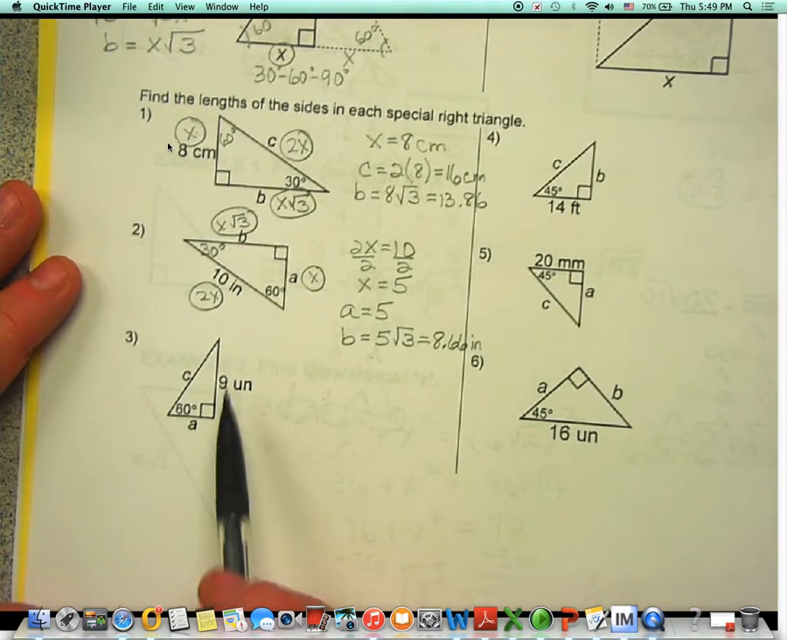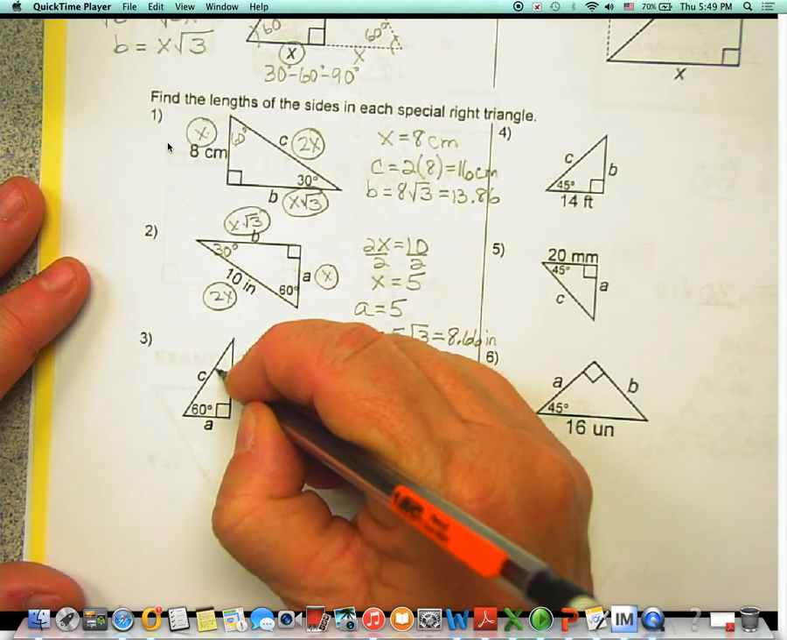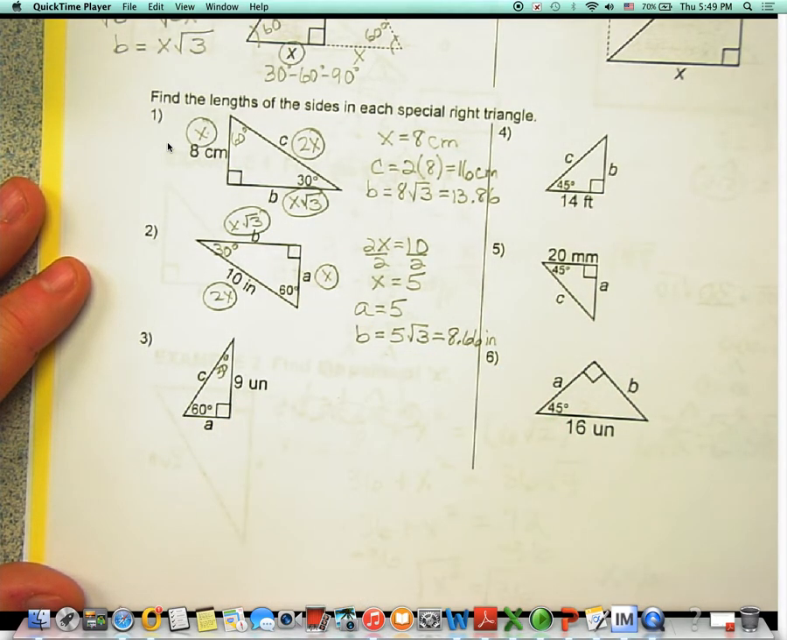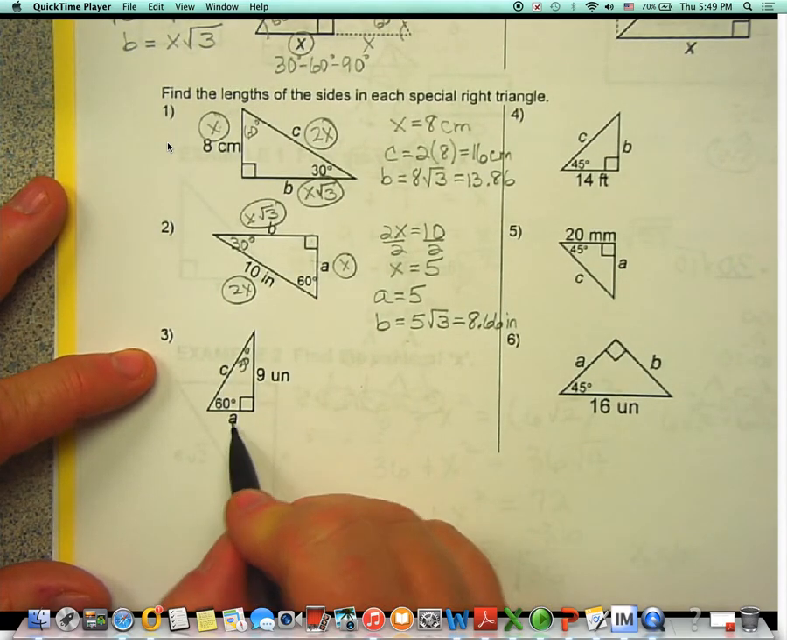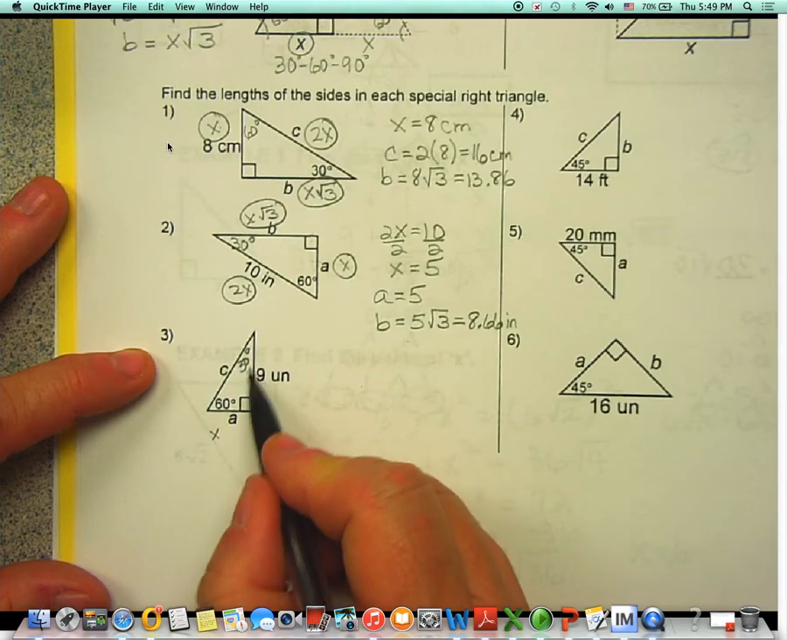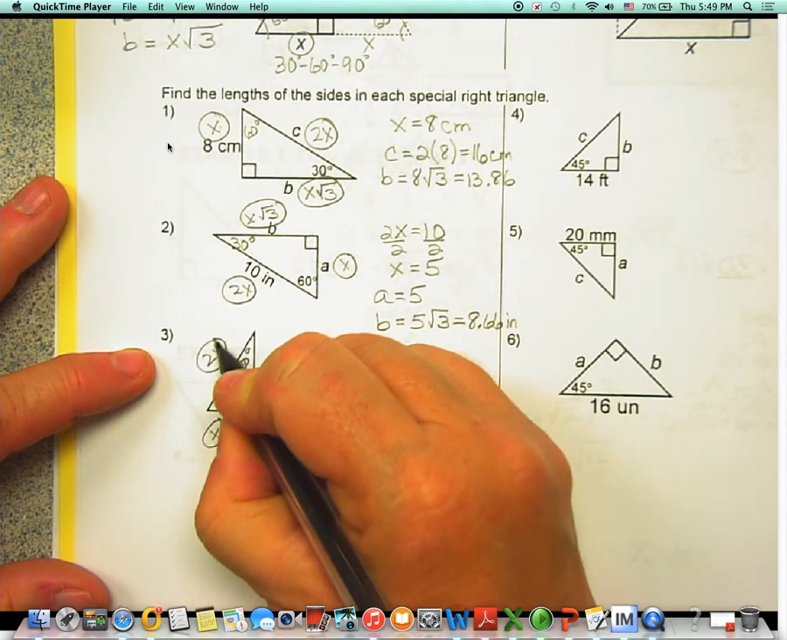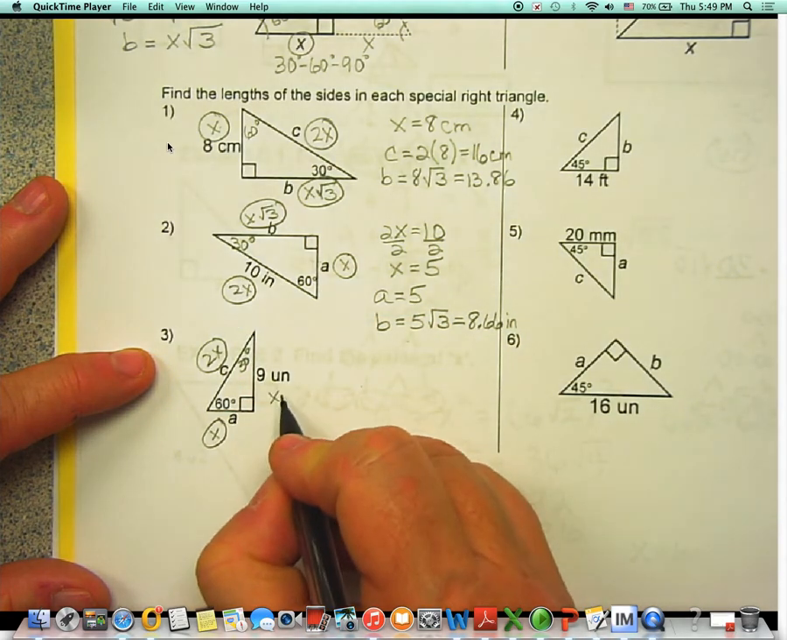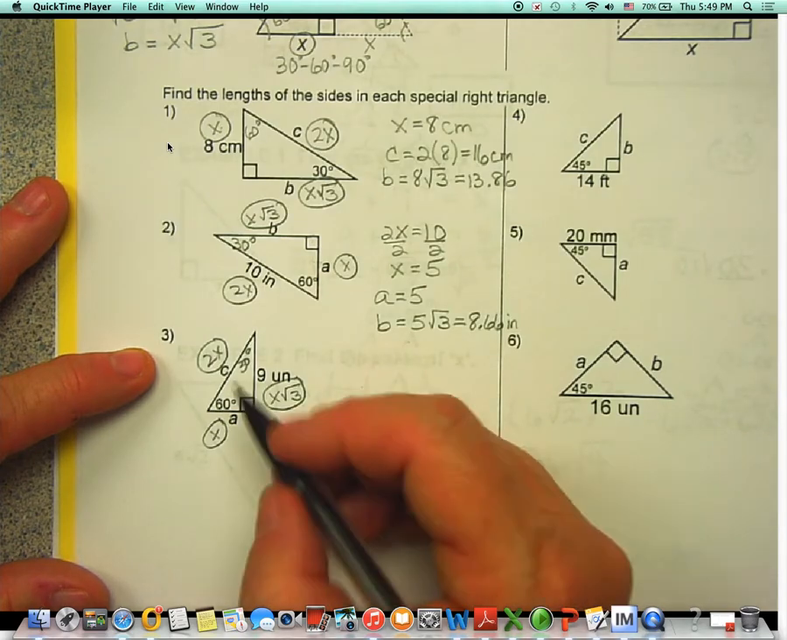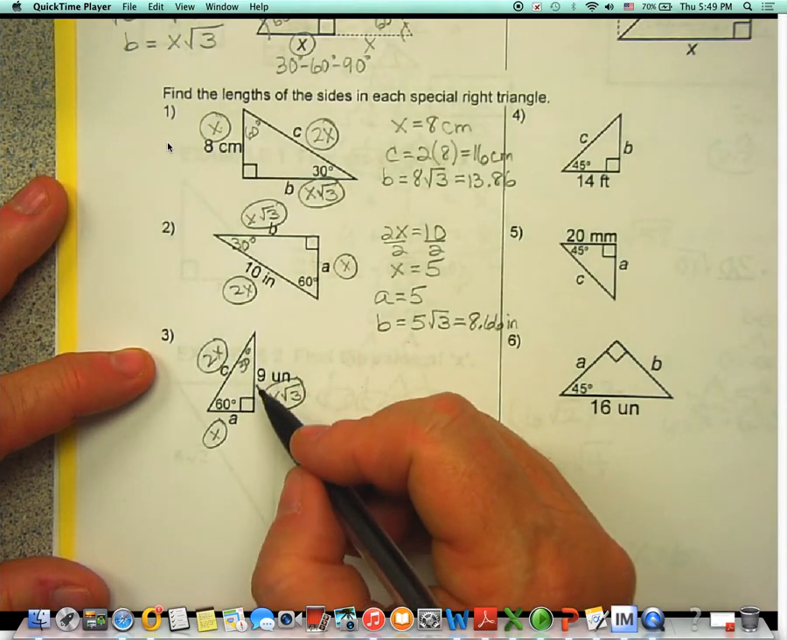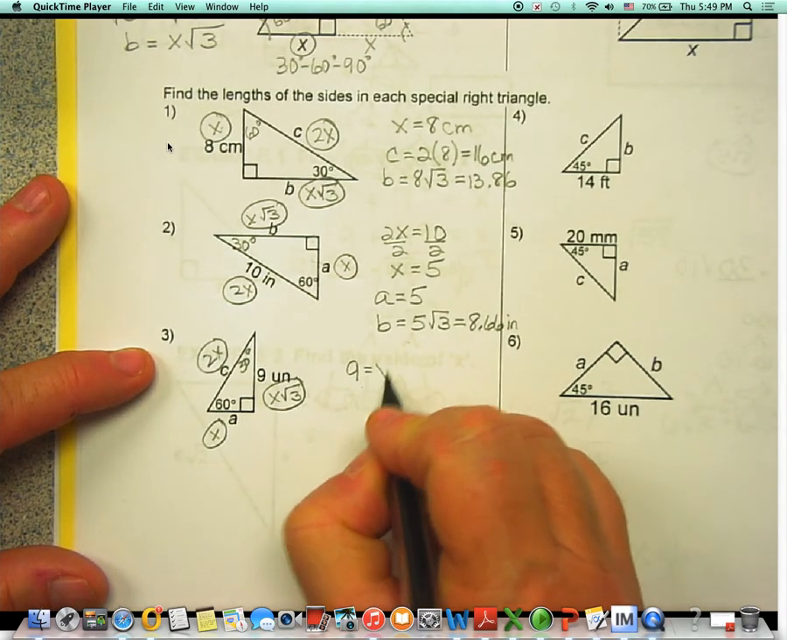Then we're going to find the missing sides on this one. This is still a 30, 60, 90. x is our short side, across from the 30. The hypotenuse is 2x. The longer leg is x square root of 3. Now this time we know the longer leg, so we're going to set 9 equal to x square root of 3.